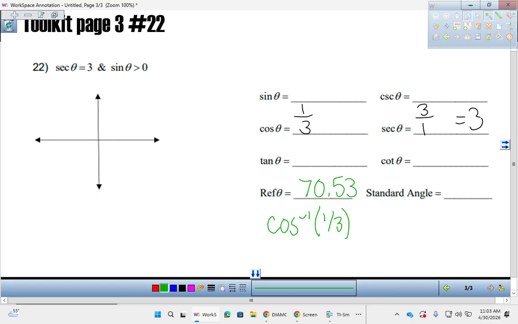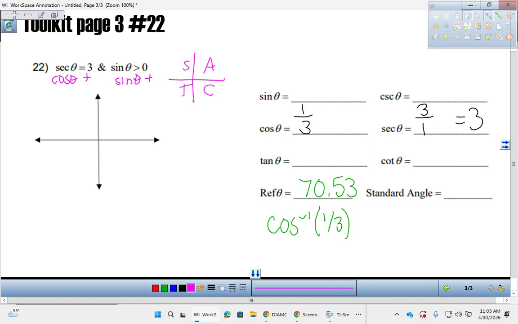So I have to know what quadrant I'm in. Secant of theta tells me that cosine of theta is positive. Because if secant was 3 over 1, then cosine was 1 over 3, and both of those are positive. If the reciprocal's positive, the other one's positive, and vice versa. So that's the piece of information that gives me. And sine theta being greater than 0 is telling me that sine of theta is positive. So I just have to figure out where I'm at.